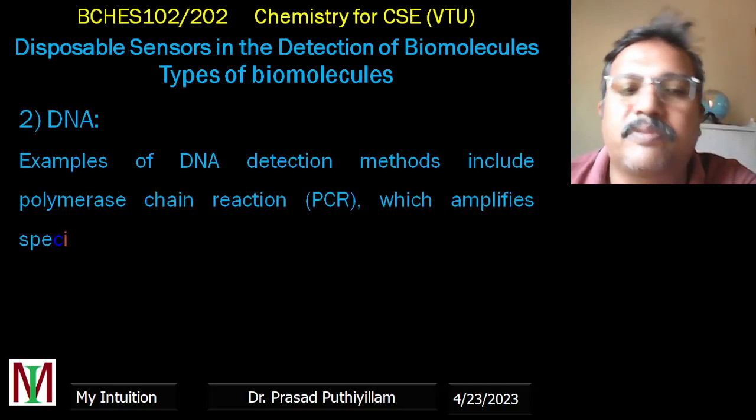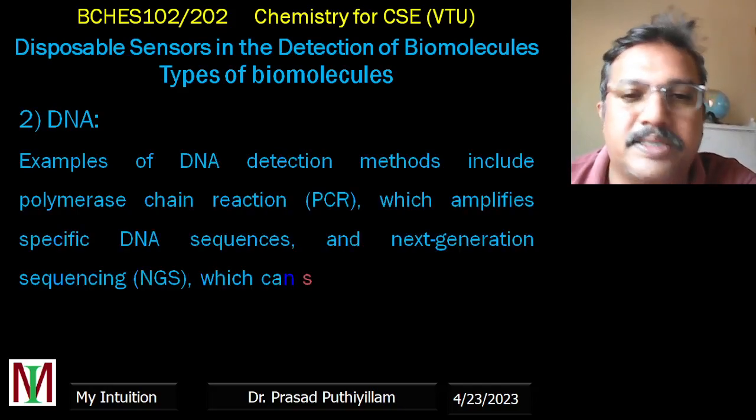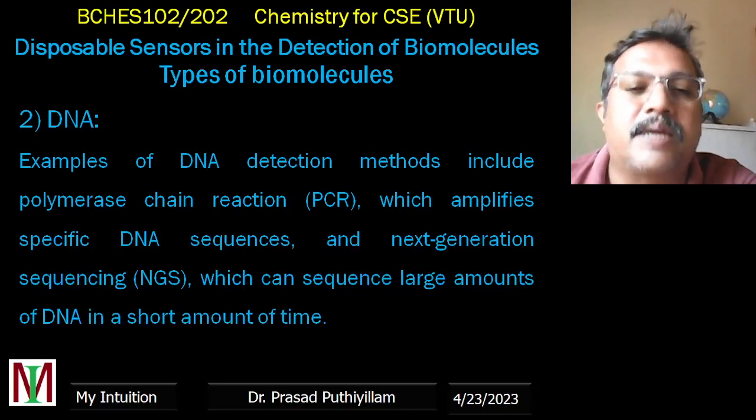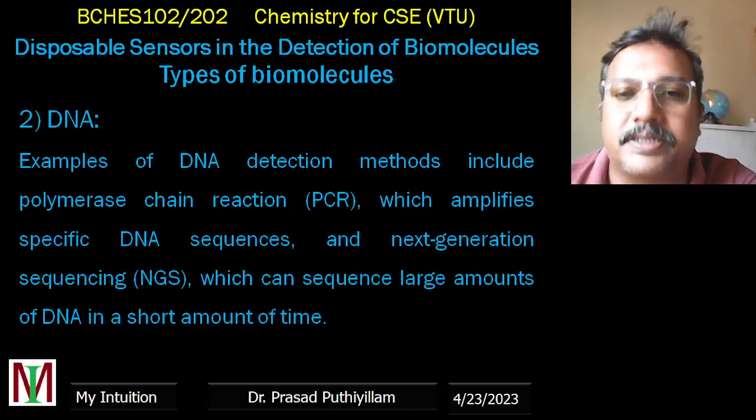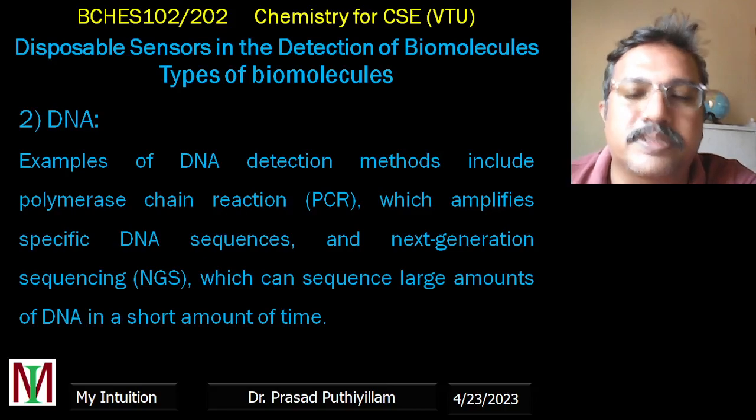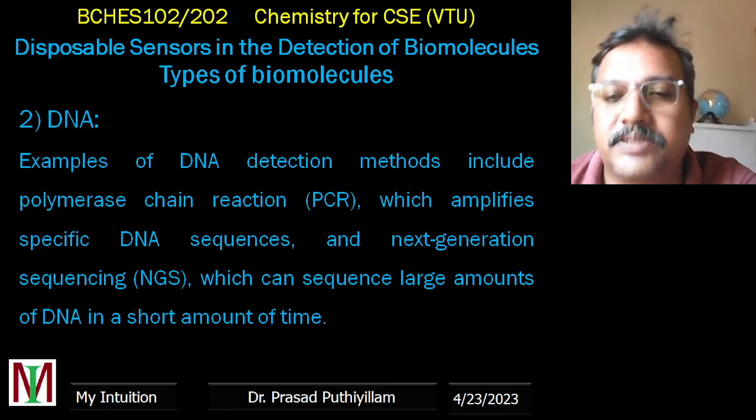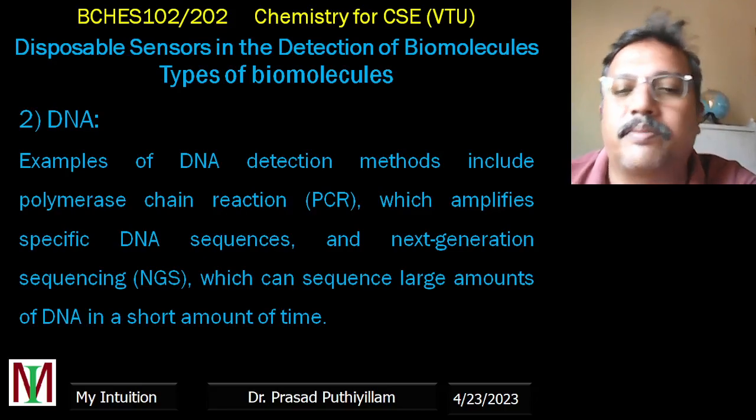Examples of DNA detection methods include polymerase chain reaction (PCR), which amplifies specific DNA sequences, and next generation sequencing, that is NGS, which can sequence a large amount of DNA in a short amount of time.